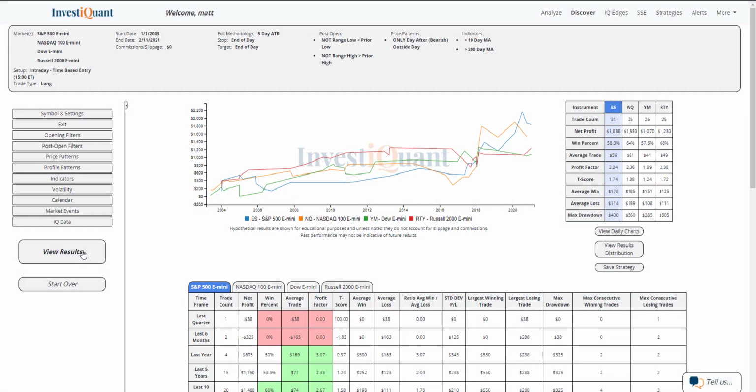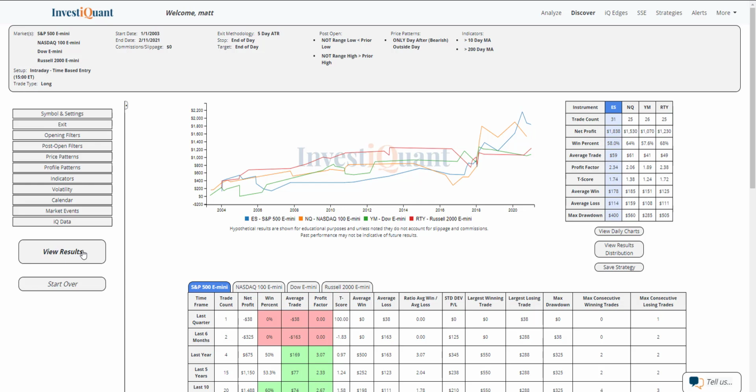And here we go. These are the results of going long at 3 p.m. Eastern Time, exiting at the close, 4:15 p.m. Eastern Time, when you have an inside day that is forming as of 3 p.m. Eastern Time, which is on the heels of the prior session having a bearish outside day. This has taken place above a 10 and above a 200-day simple moving average.